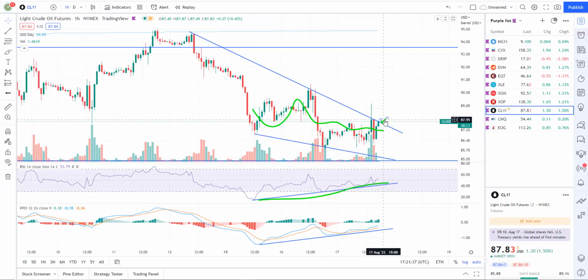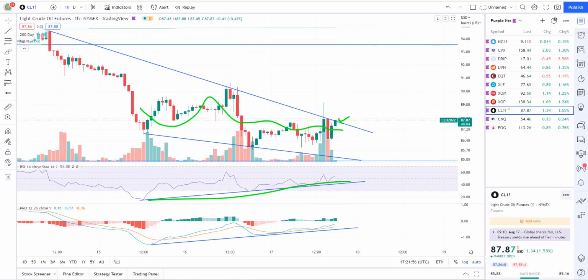If oil continues to rise, that's going to continue to put pressure on the inflation trade. There will be inflationary pressures in the economy, which you should see in the CPI, which will continue to put pressure on the Federal Reserve to hike. So just want to point that out.